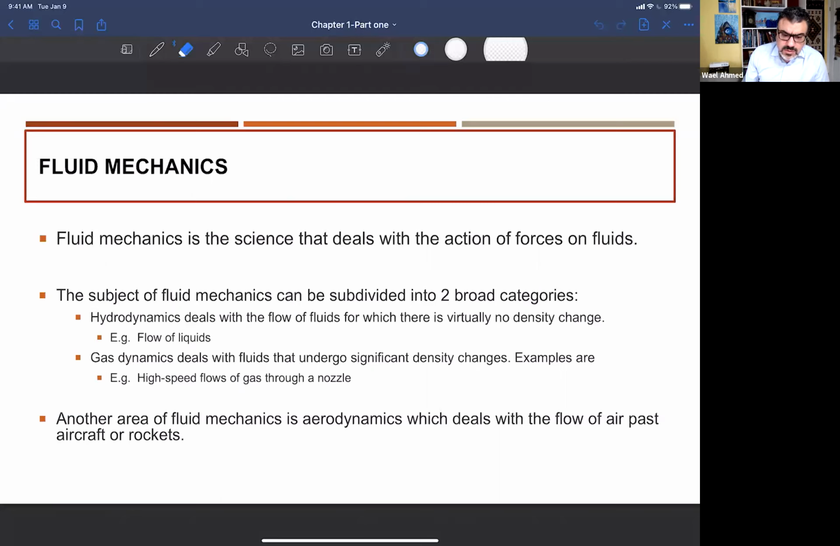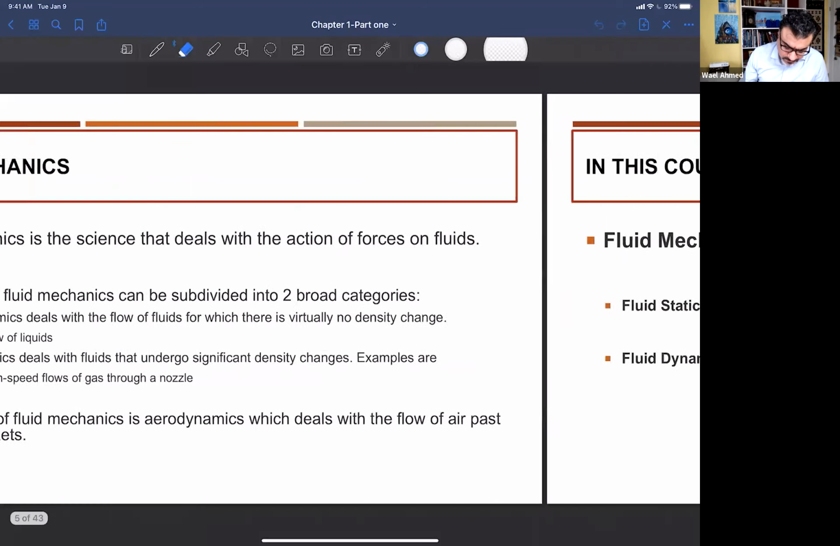Gas dynamics always deals with gases, and I'm talking here about high speed flows and gas in nozzles and rockets and combustion engines and so on, right? So the area of fluid mechanics also deals with aerodynamics, so fluid passing over bodies, and in these cases we're talking about aircraft and rockets and so on.